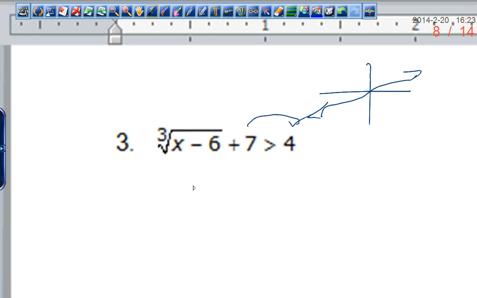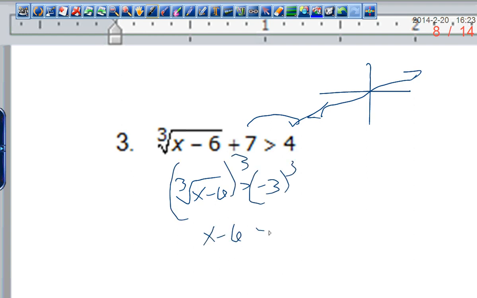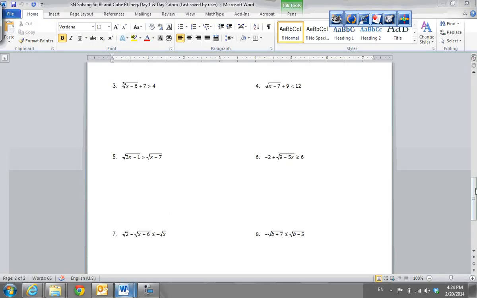So we subtract 7. So I get -3. I cube everything. So I get x minus 6 is greater than -27. Add 6 to both sides, and x is greater than -23. Nope, -21. Sorry. And that's it. I feel like we get the hang of this stuff.